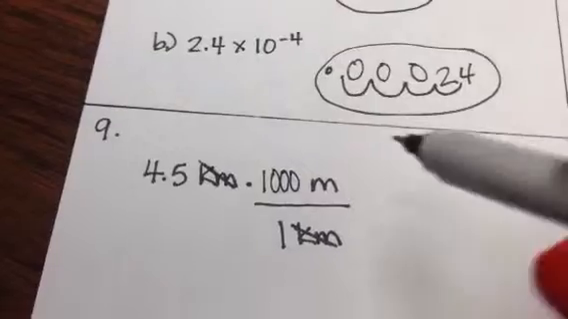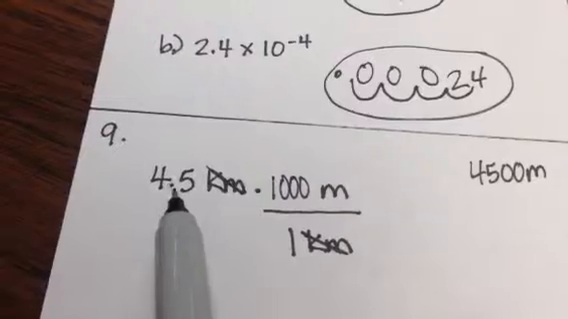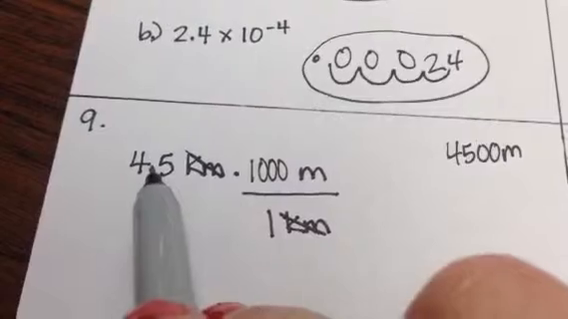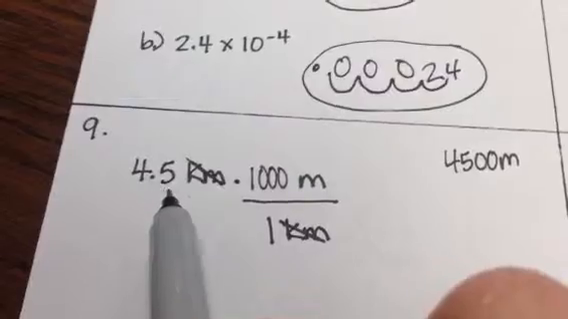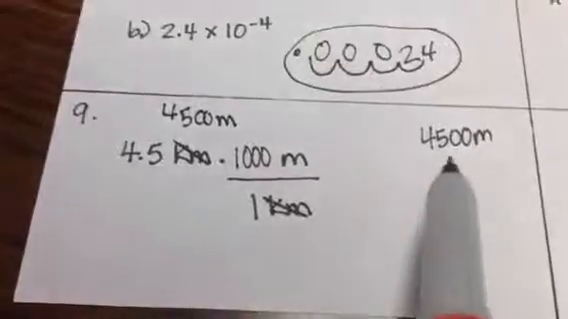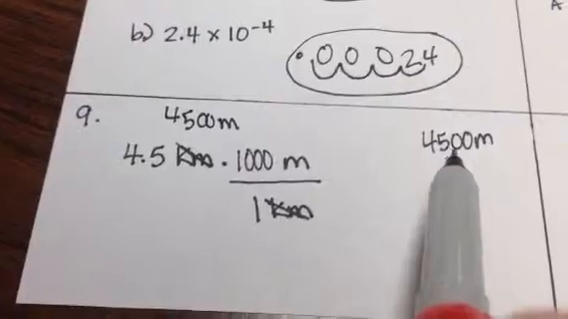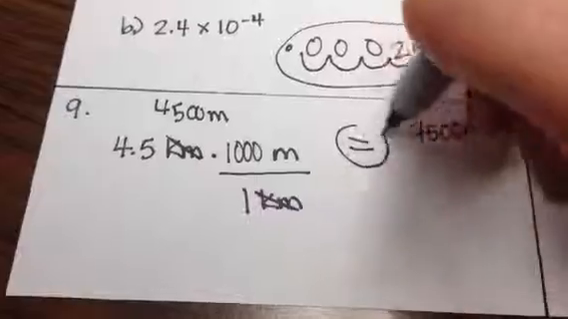1,000 meters. If I multiply 4.5 by 1,000, my decimal is going to move to the right. How many places? Well, 1, 2, 3. I almost got confused. So it's going to end up being 4,500 meters. So is 4.5 kilometers greater than, less than, or equal to 4,500 meters? It is equal to, and that would be that answer.